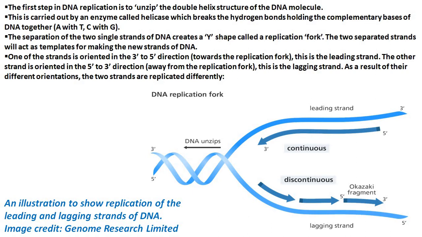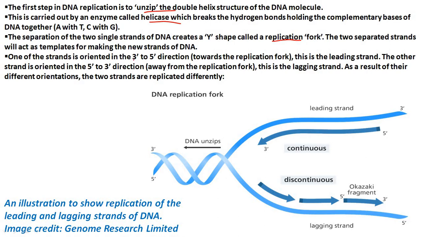Now, I'll be explaining in more detail. The first step in the DNA replication is to unzip or unwind the double helix structure of the DNA molecule. This is carried out by an enzyme called helicase, which breaks the hydrogen bonds holding the complementary bases of the DNA together, A with T, C with G. As you know, there are double bonds and there are triple bonds. The separation of the two single strands of the DNA creates the Y shape called the replication fork, and the two separated strands will act as templates for making the new strands of the DNA.